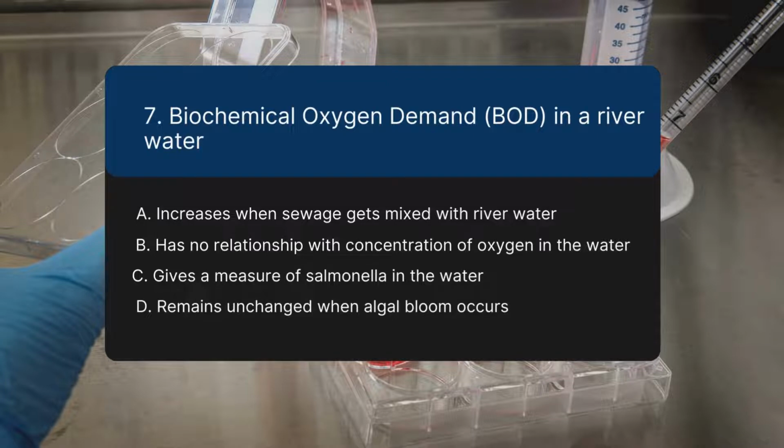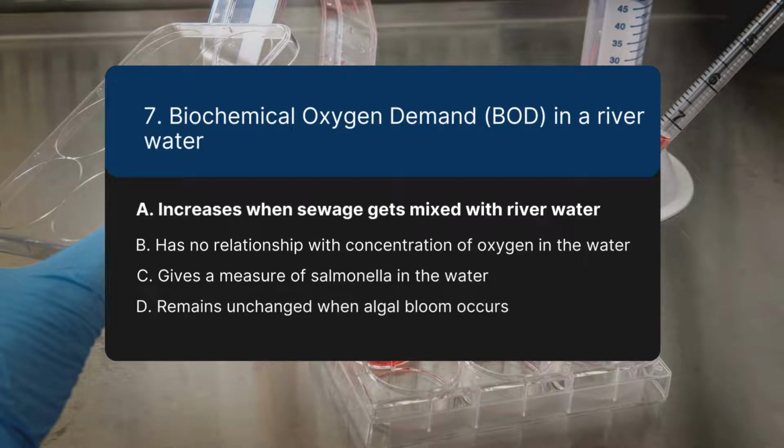Next question. Biochemical oxygen demand, BOD, in river water. Options A increases when sewage gets mixed with river water. Option B has no relationship with concentration of oxygen in the water. Option C gives a measure of salmonella in the water. And option D remains unchanged when algal bloom occurs. And the correct answer is option A, means biochemical oxygen demand in river water increases when sewage gets mixed with river water.